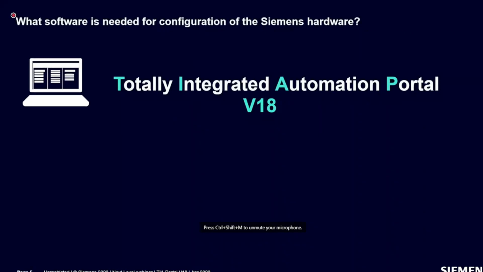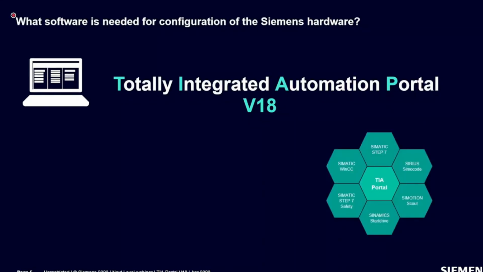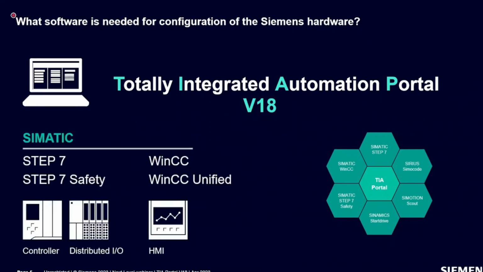TIA Portal is an abbreviation of Totally Integrated Automation. TIA Portal is not a software, it's a framework. Around it, we have software to configure our Siemens hardware portfolio, such as PLCs, HMIs, and safety controllers. Here you can see SIMATIC STEP 7, which allows you to configure our controllers, and SIMATIC WinCC, which allows you to configure our visualization portfolio, such as WinCC Comfort and WinCC Unified HMIs.